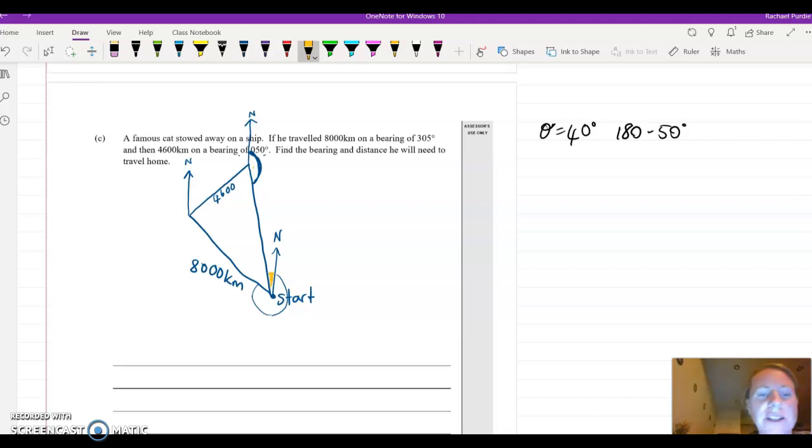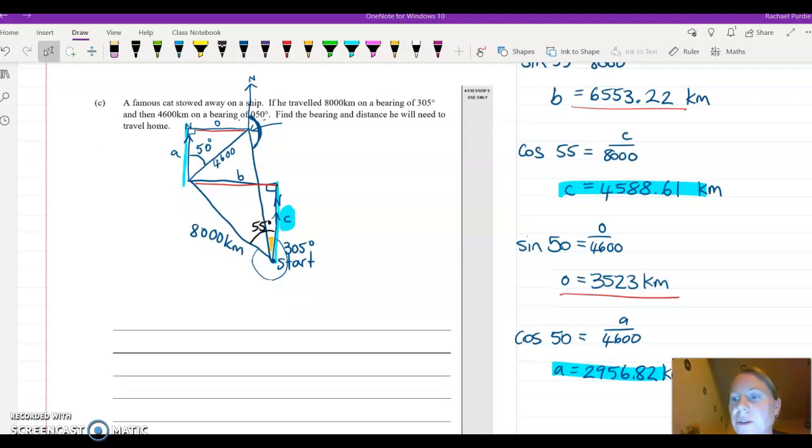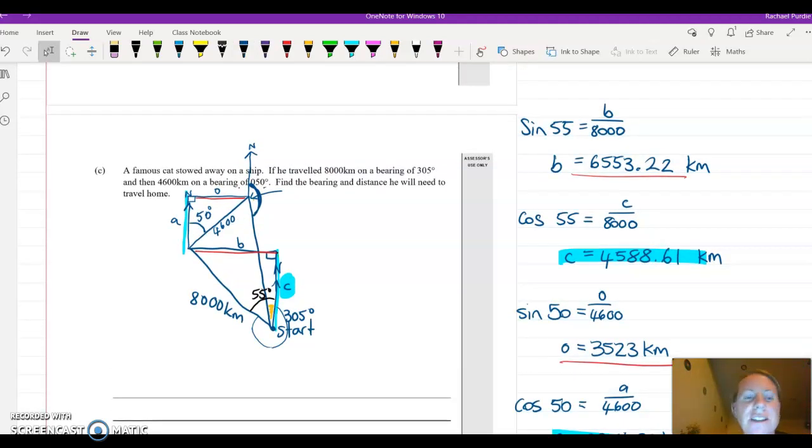Oh, first of all, I've realized I haven't even put on the degrees, have I? I haven't put on the bearings that we actually know. So let's just chuck them on. We've got 305 going all the way around the outside there. And around here, we've got 50. Right, we've only got 3 minutes left on this recording, so I'm actually going to speed up here.